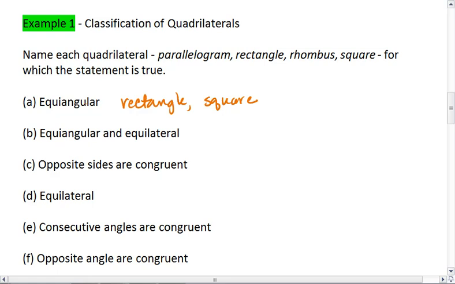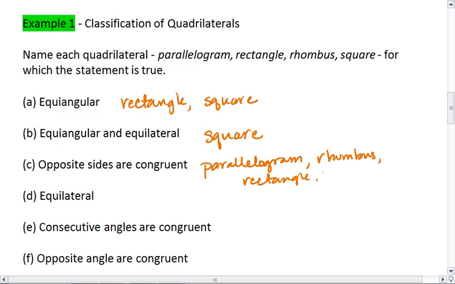All right, equiangular and equilateral. Well, equiangular is a rectangle and equilateral is a rhombus. Together, they form a square. Opposite sides are congruent. This is the definition of a parallelogram. If parallelogram is our answer, then so is a rhombus, because a rhombus is a type of parallelogram, a rectangle, and a square.